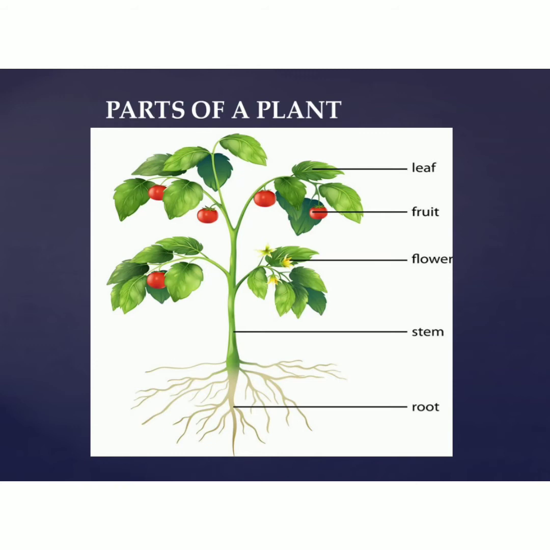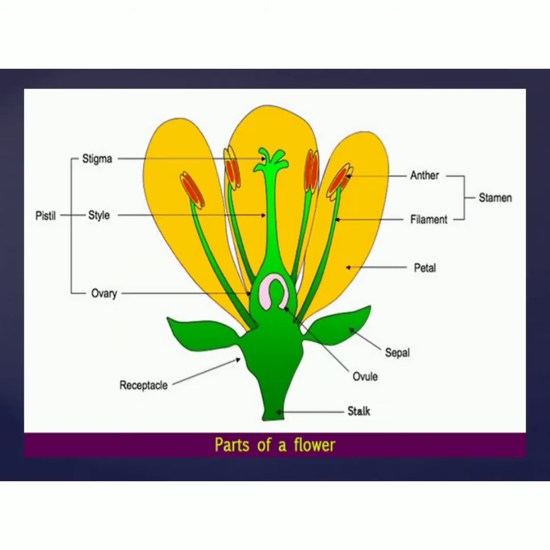In this video, we are going to focus on the flower. I will give you more details about the parts of a flower. These are the parts of a flower: the pistil, the stamen, the petal, the sepal, and the stalk. Now, the pistil is known as a female part of the flower. It is also known as a gynoecium. It has three parts: the stigma, the style, and the ovary.